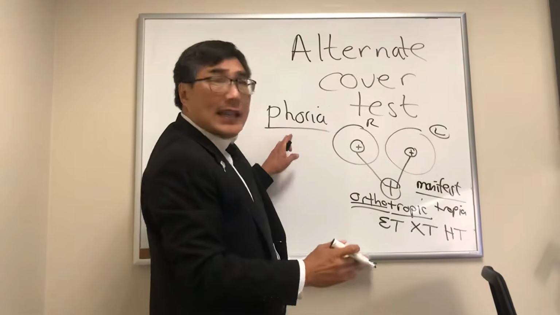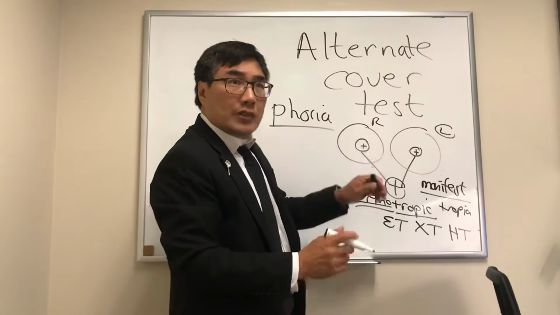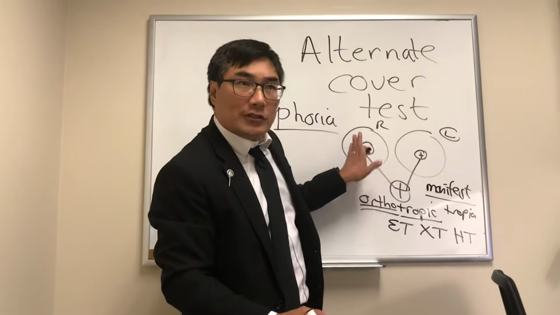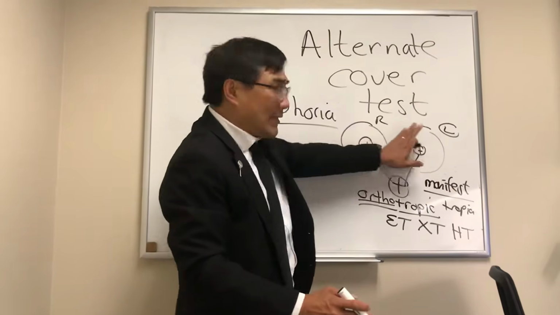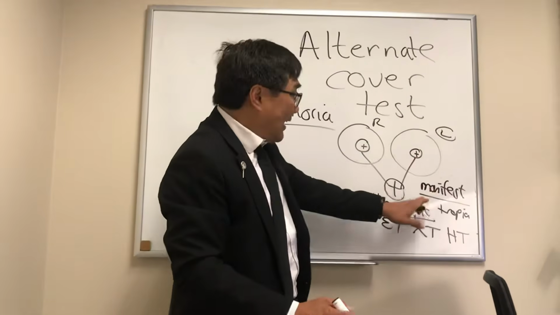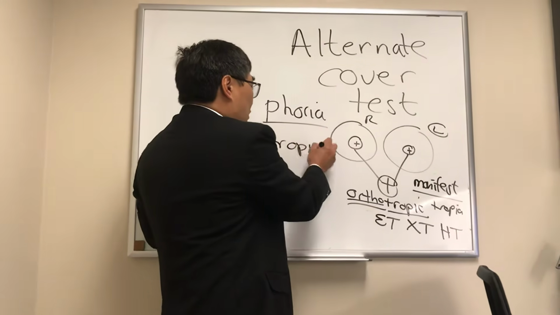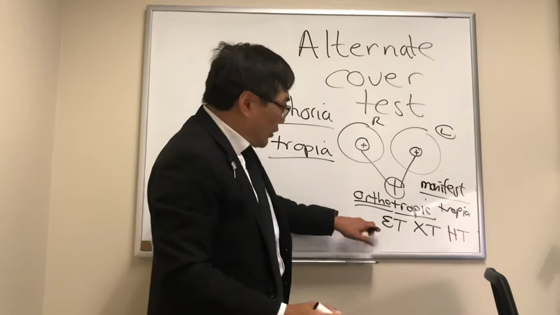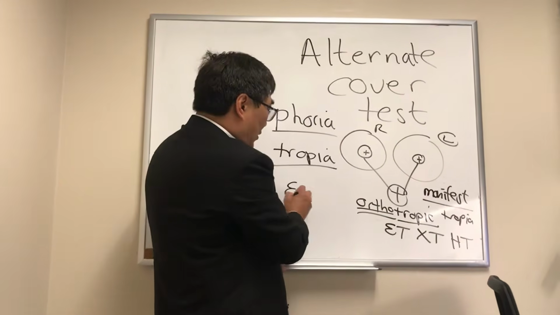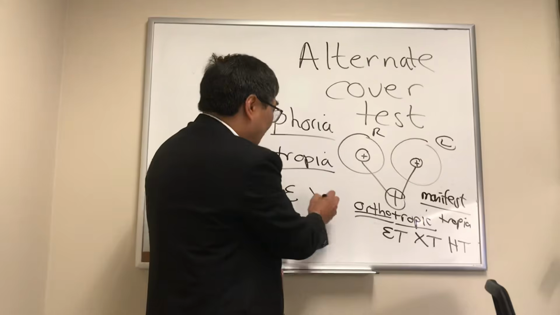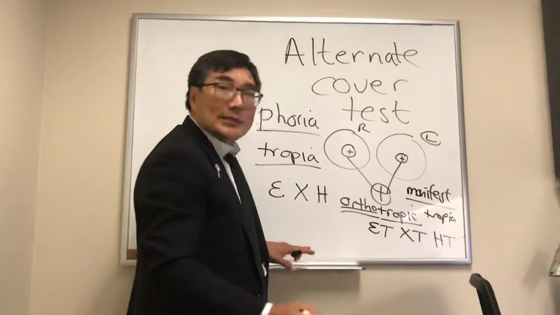A phoria is a tendency for the eye to drift, but what's keeping the eye straight is fusion. When you disrupt that fusion with the alternate cover test, you can bring out a phoria. And if someone has a phoria that we brought out and they can't fuse the image, they might intermittently become tropic. So as opposed to esotropia, exotropia, and hypertropia, esophoria, we just write as E; exophoria, we just write as X; and hyperphoria, we just write as H.